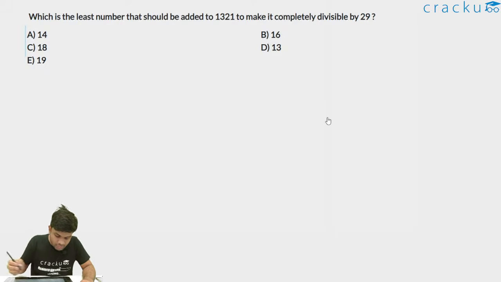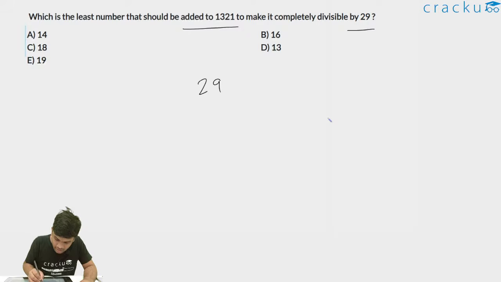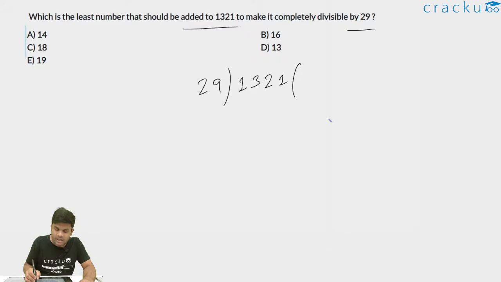So in this question, we have to find what is the least number that should be added to 3121 to make it completely divisible by 29. So what we will do is first divide 3121 by 29 and see whether we are getting an exact number or some remainder. So 3121 will be divided by 29.